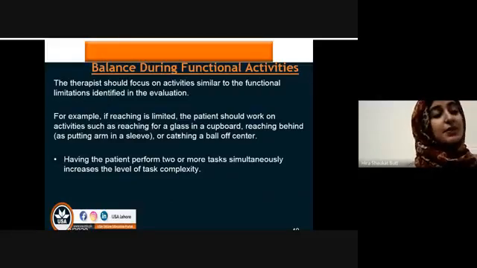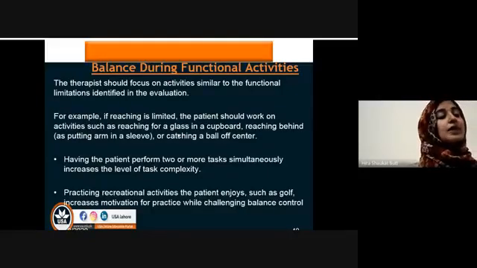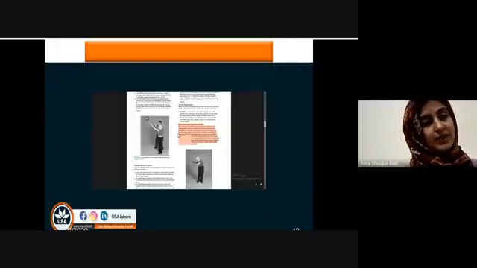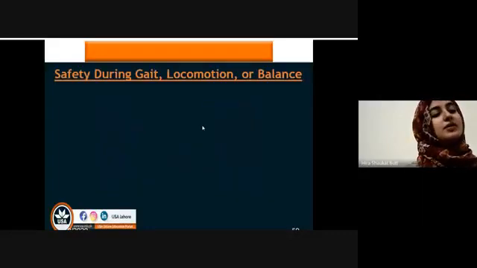You can ask the patient to perform 2 or more tasks simultaneously. That can increase the level of task complexity. Or you can ask the patient to practice recreational activities that the patient enjoys, for example, playing golf. Through this you can increase the motivation for the practice while challenging the balance control. So this is how you can increase the complexity of the task.